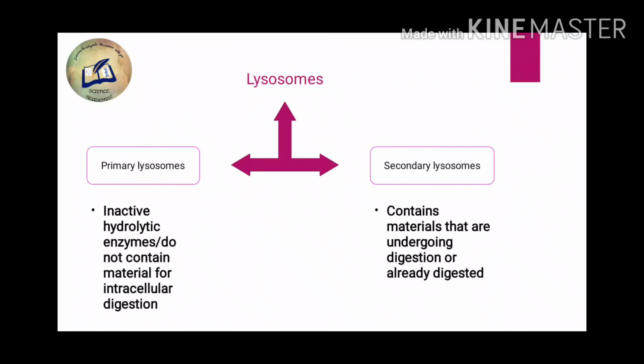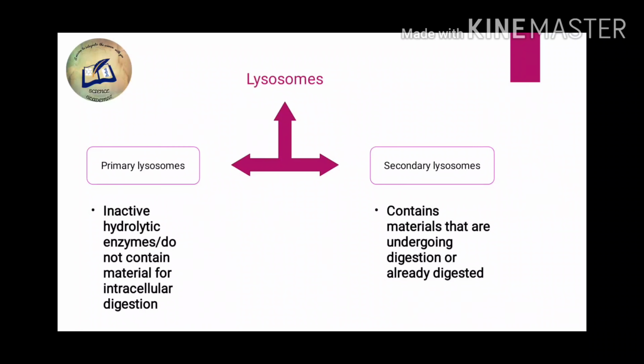In simple words, primary lysosomes contain hydrolytic enzymes in inactive form, and secondary lysosomes contain them in active form. When the enzymes are present in inactive form, it is obvious that they do not help in digestion of any foreign or self material, while in secondary lysosomes, as the enzymes are activated, they can help in undergoing digestion.